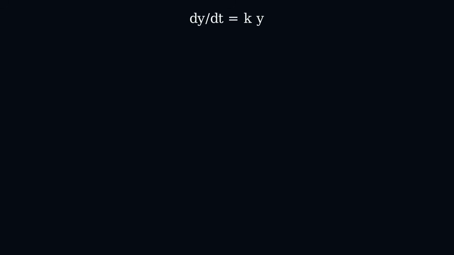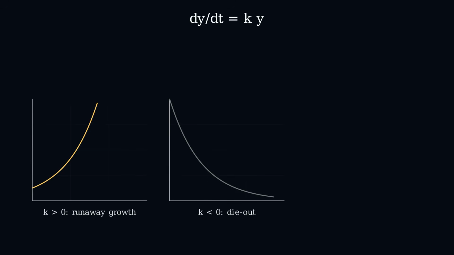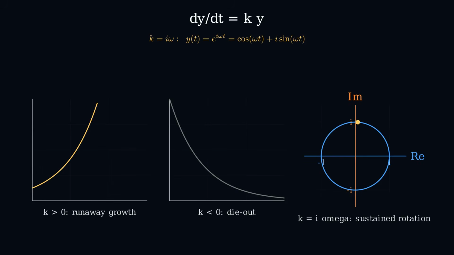Consider the simplest possible differential equation: dy/dt equals ky. If k is real, y of t equals e to the kt. Pure growth when k is positive, or pure decay when k is negative. Runaway or die out. No oscillation. If k is imaginary, say k equals i omega, y of t equals e to the i omega t equals cosine omega t plus i sine omega t. This never grows and never decays. It just rotates around the unit circle forever, same size for all time.